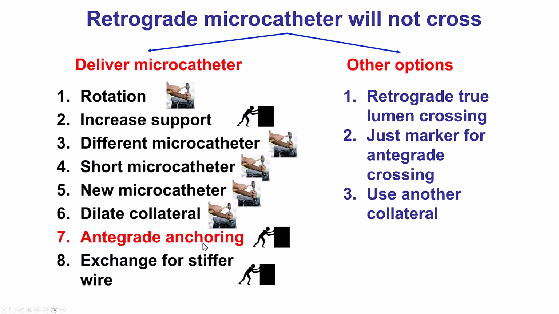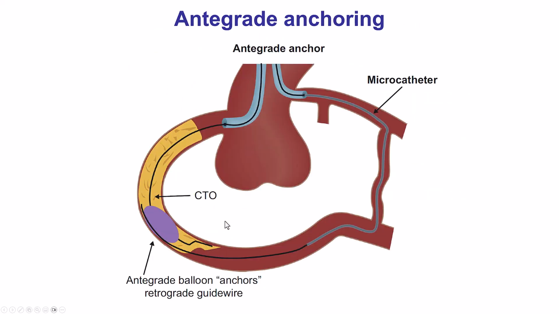The next step is to do what's called the Antegrade anchoring. What this means is we have the retrograde wire through, and we actually are able to advance the retrograde wire next to an Antegrade wire and an Antegrade balloon. The Antegrade balloon is inflated, essentially pinning the retrograde wire against the wall of the vessel, and by doing that, the support is increased, and then quite often we're able to advance the retrograde microcatheter through.